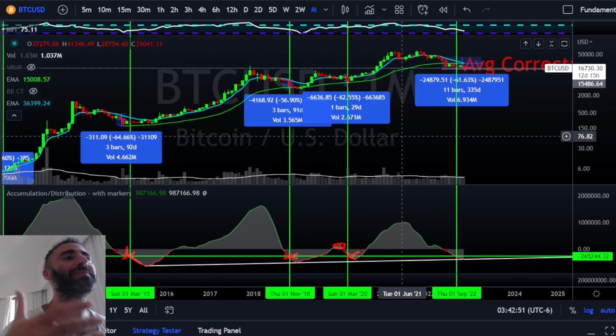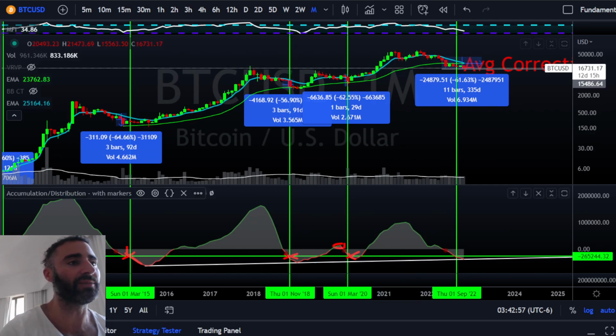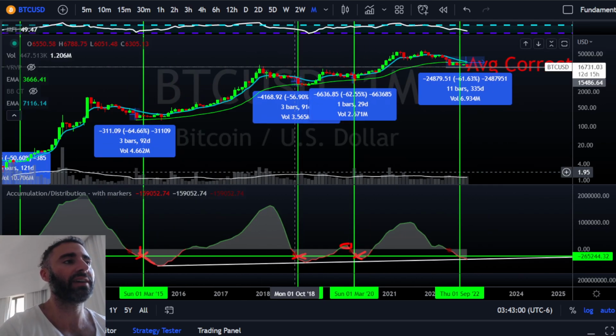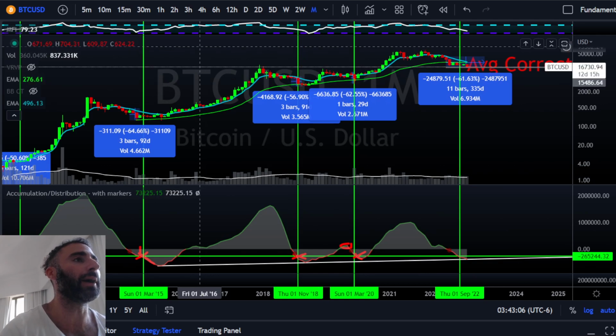Just something to be aware of for the long term, of course. Does that mean it's always going to hold true like this? No. Three or four times is not super impressive or compelling, but it's the best that we can do given the 13, 14-year history of Bitcoin now.